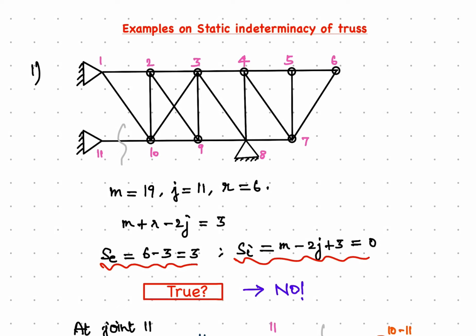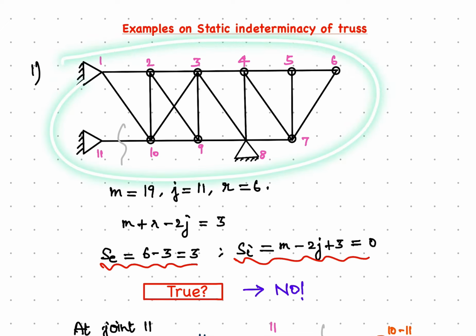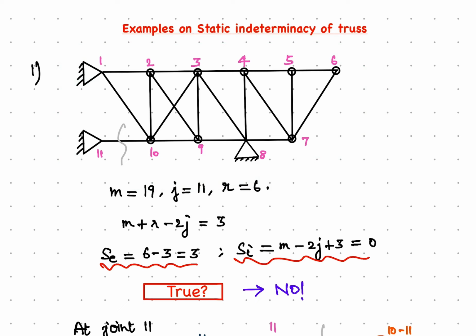Hi, in this video, we'll see some more examples on static indeterminacy of truss, which will be more interesting. So let's directly begin with this first example, what we see here. We have a truss which contains 19 members in this. Number of joints is equal to 11 here and number of reactions equal to 6.